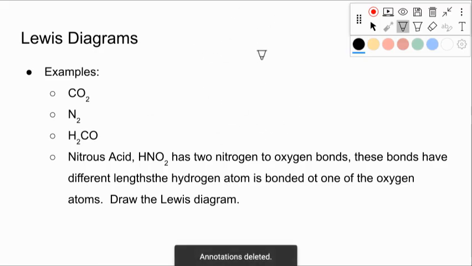Normally I would erase those dots, but on this tablet, when I'm drawing, it's annoying to have to erase, so I'm just Xing them out. I would not leave the X's there in a full Lewis dot diagram.